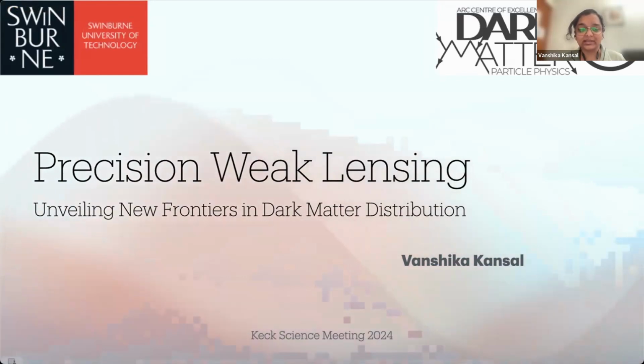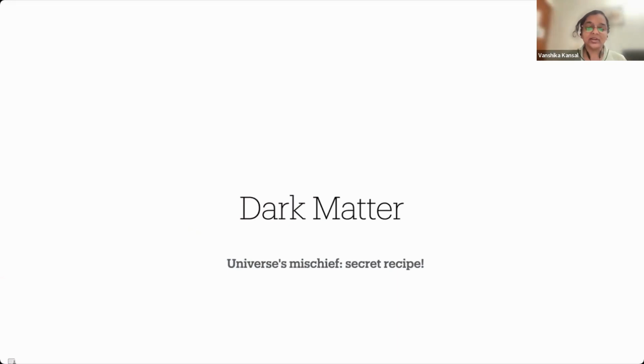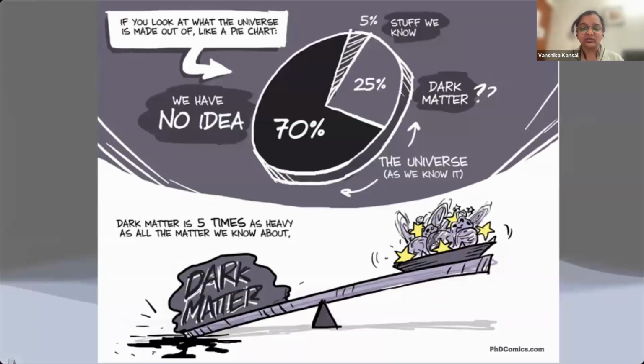Today I'm going to share my thought process about weak lensing, which I'm using as a probe to measure dark matter around galaxies. As we all know, dark matter takes up around 25% of the universe, but we still don't know what it is. We don't know the nature of dark matter.